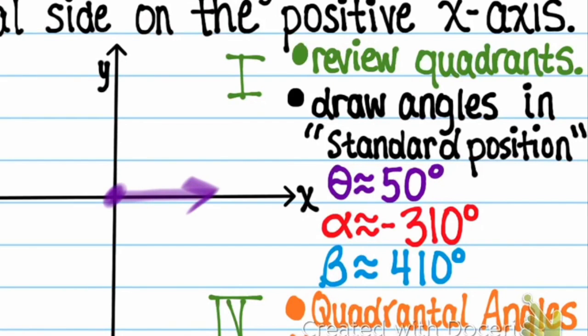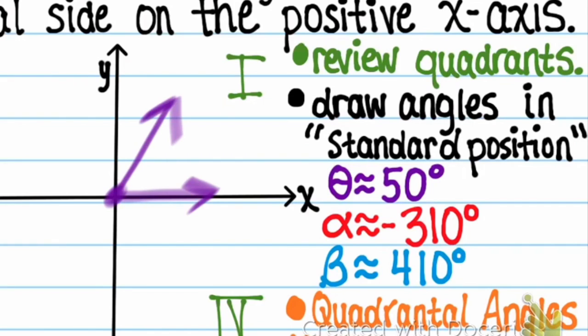Now I chose to do this in purple because I'm actually going to be drawing the angle theta, which represents approximately 50 degrees, and I have it indicated here in purple. I say approximately 50 degrees because I'm obviously not using a protractor to do this. I'm just using what I know about a few different angle measures to place the terminal side.